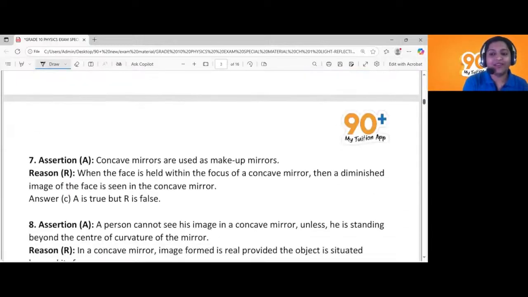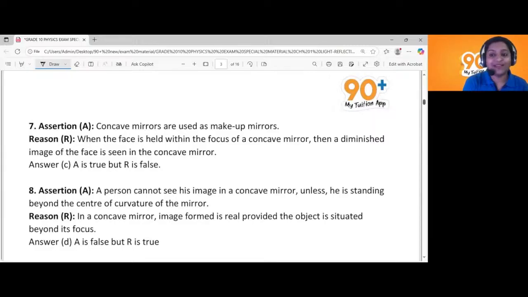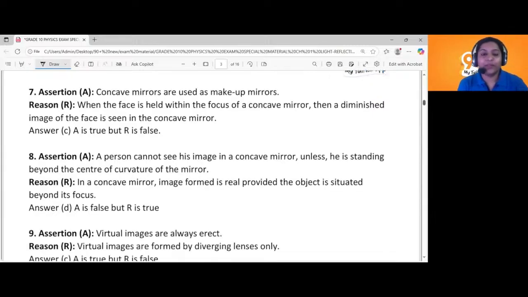So when you get a question like this, you have to go through both the assertion and the reason. Then only we can conclude about the answer. Concave mirrors are used as makeup mirrors. Yes. But what is the reason given? When the face is held within the focus of a concave mirror, then a diminished image of the face is seen in the concave mirror. Is that the reason? When you keep an object within the focus.